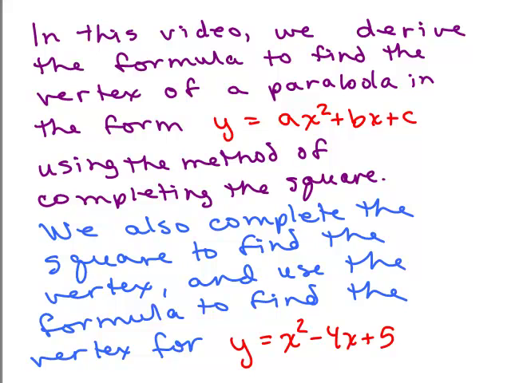In this video, we derive the formula to find the vertex of a parabola in the form y equals ax squared plus bx plus c using the method of completing the square. And then we do the same thing for the problem y equals x squared minus 4x plus 5.